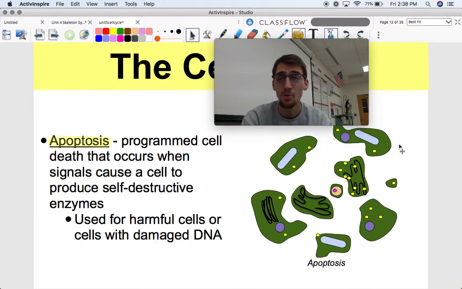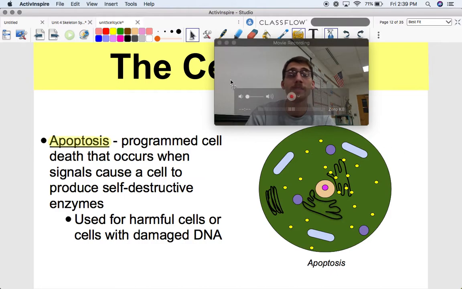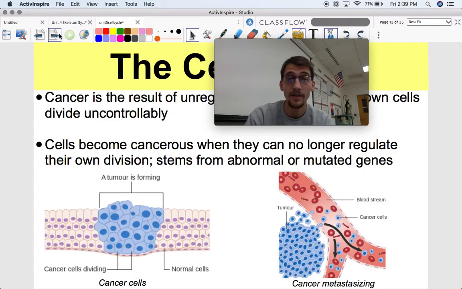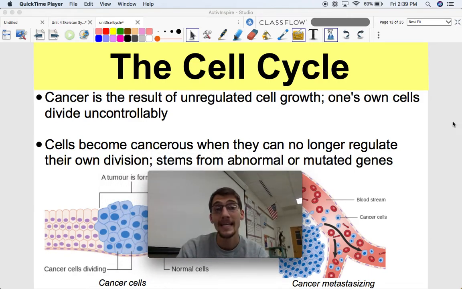Well, if the cells are really out of control, or if they're really damaged, or if they're harmful to other cells, then we're going to have to send those signals to make those cells self-destruct, which is a really interesting concept. But yeah, apoptosis is one of the ways that your body is going to try and fight against uncontrolled cell division, which is also known as cancer.